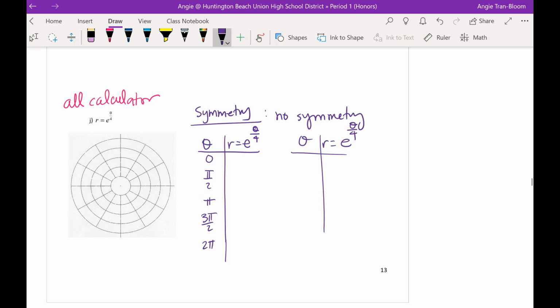Hit graph. Can you see all the values already? Did you guys know that was there? So that's how you get the outputs if you choose to. But remember, if you look at your calculator, the theta goes by 1: 0, 1, 2, 3, 4, 5. So let's do 0. At 0, what's the radius?